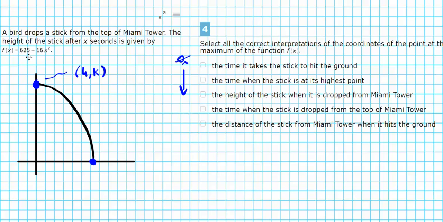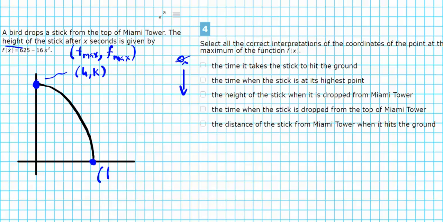The height started to fall. This function measures the height of the stick from the ground. Since the height decreases as it gets closer and closer to the ground, the point in time at this vertex right here, I'm going to call it T max. This is the time when the stick was at its maximum height, and the y coordinate is the maximum height specifically. So the T of the vertex is the time when the stick was at its maximum height, and the y coordinate, the k, is the actual maximum height.